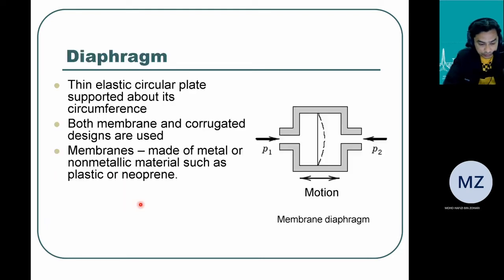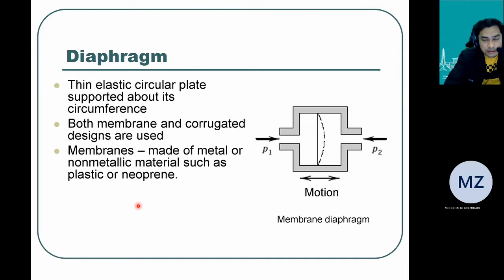Alright, so another example of an elastic element for the pressure transducer is a diaphragm. A diaphragm actually consists of a membrane. The membrane can be flat, can be rectangle, can be any shape. It can be a flat membrane, or it can be a corrugated shape of diaphragm. The membrane can use a metal structure, and can also use non-metal.